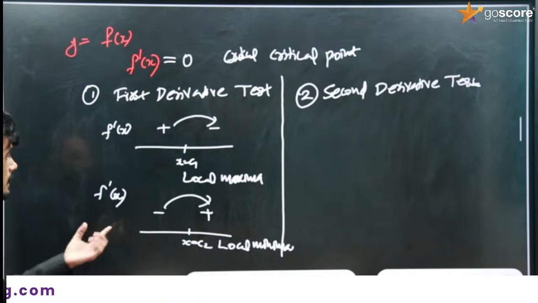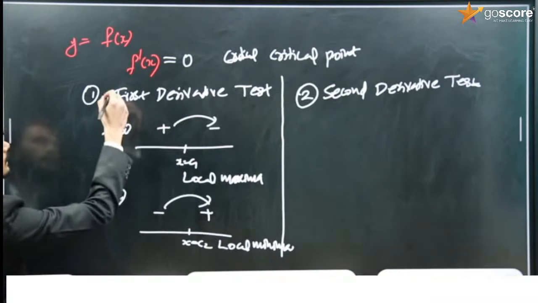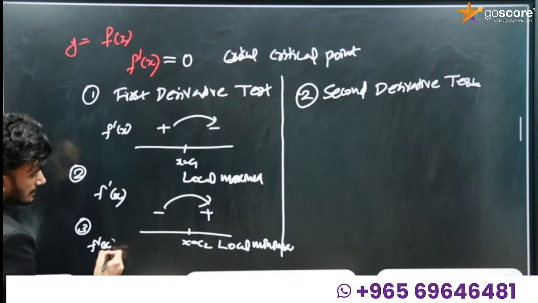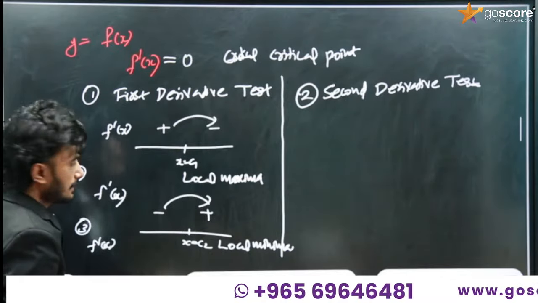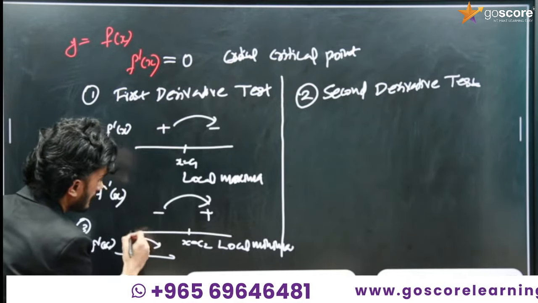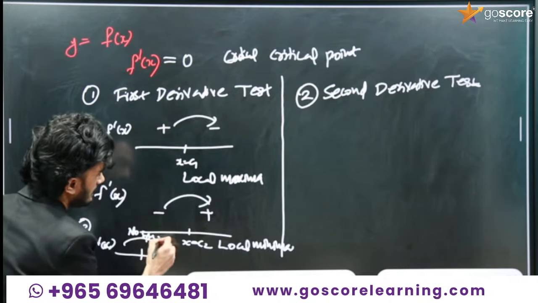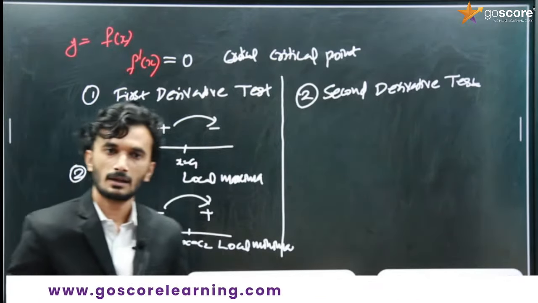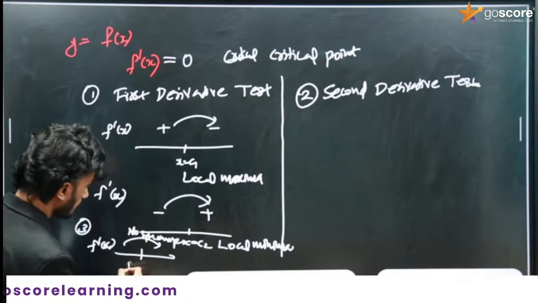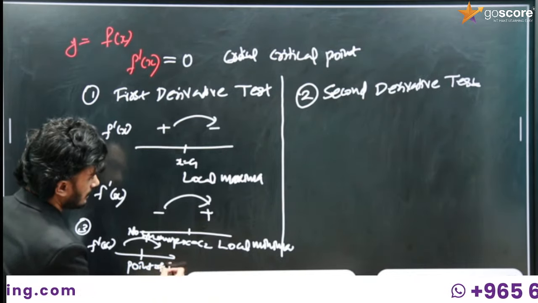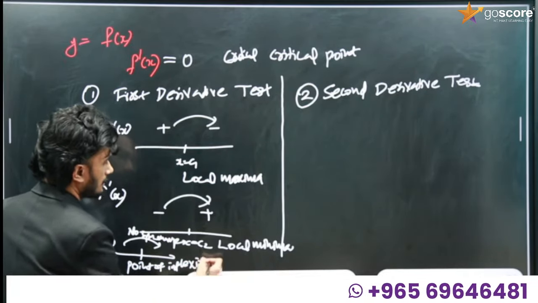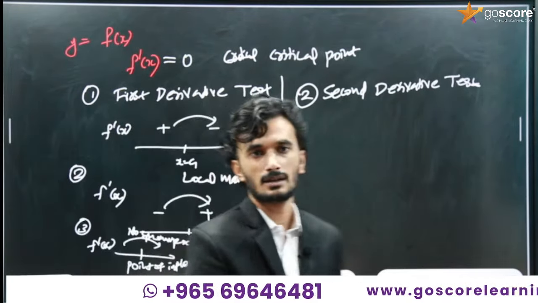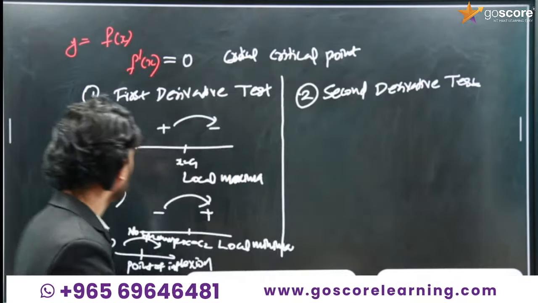Then sometimes there will be, I will take another example. Third one, f dash of x. For the third one, there is no sign change. There is no sign change moving from left to right. It is called point of inflection. Point of inflection. So there is no sign change moving from left to right. It is called point of inflection.